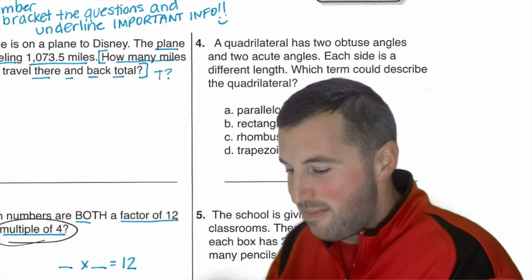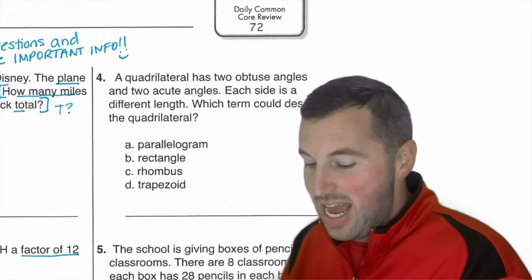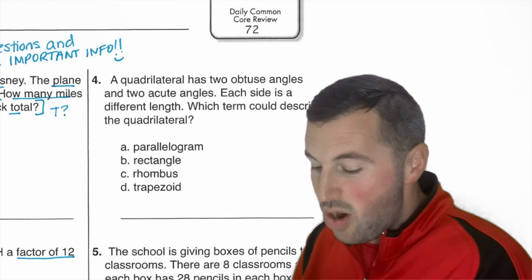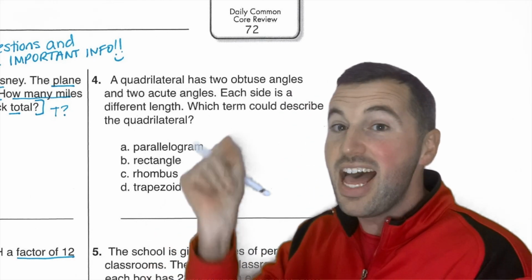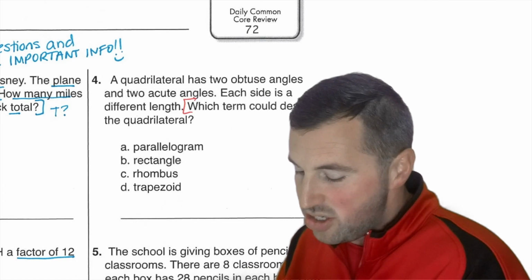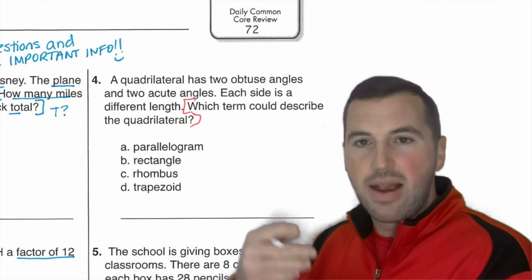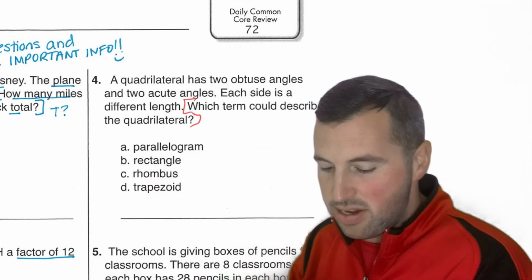All right, up to number 4. A quadrilateral has 2 obtuse angles and 2 acute angles. Each side is different length. Bracket the question: which term could describe it? So I want you to look at the important info and hunt down your answer.